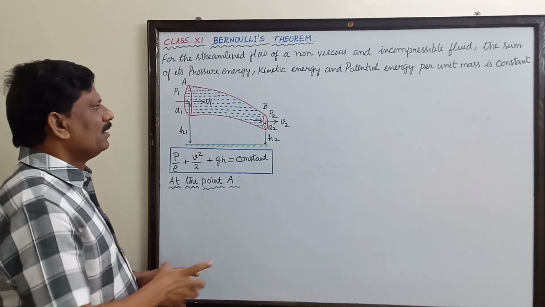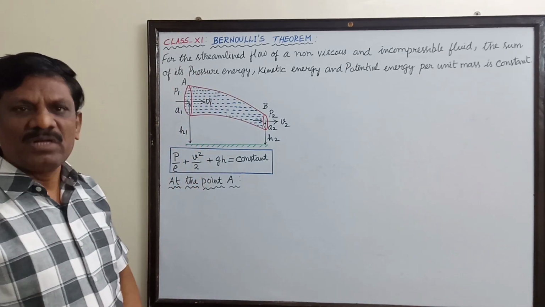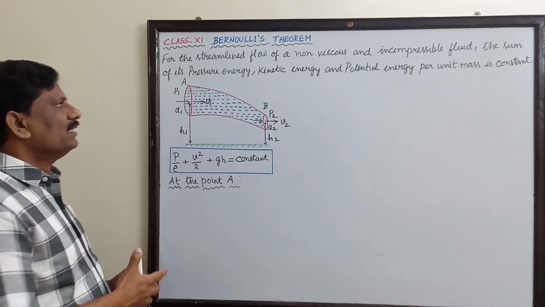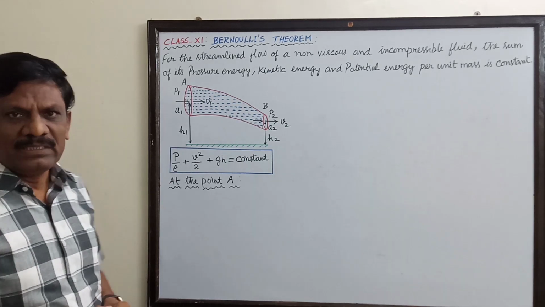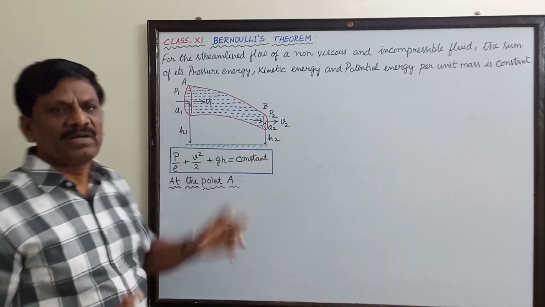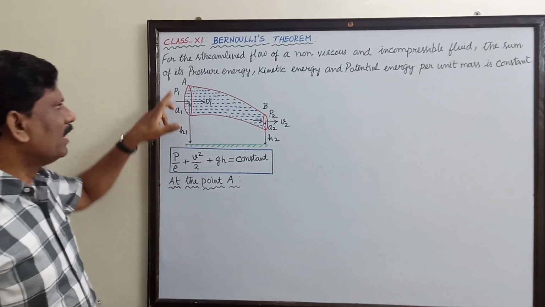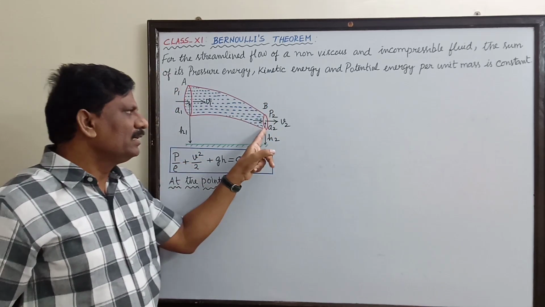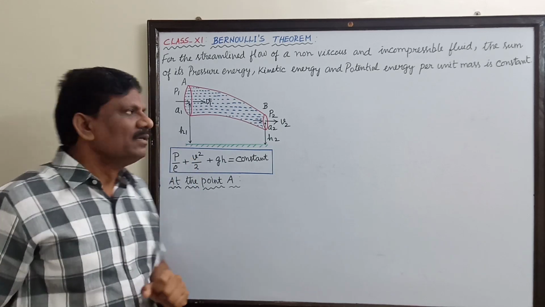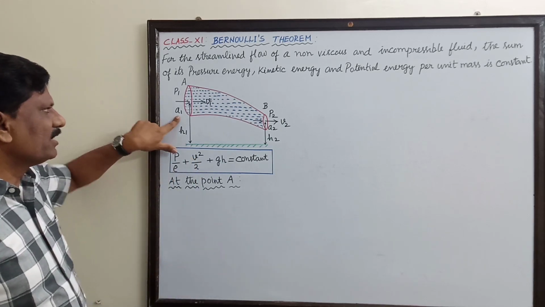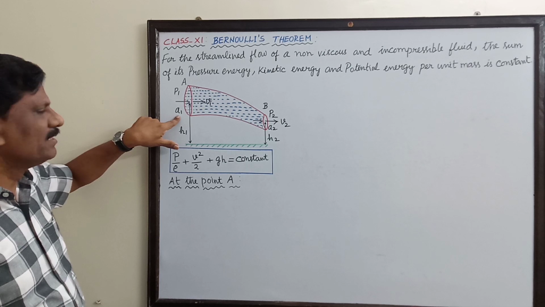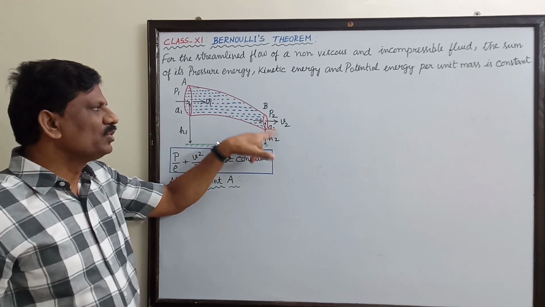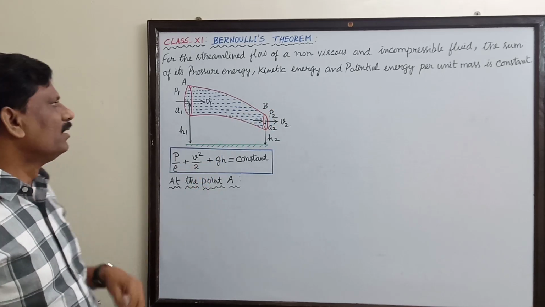Now first we are supposed to draw a neat diagram with all information correctly. This type of pipe has a non-uniform cross section. So at the end A it is wider, at the end B it is very narrow. The area of cross section of the left end A is a1, and the area of cross section of this pipe is A2 at the end B.